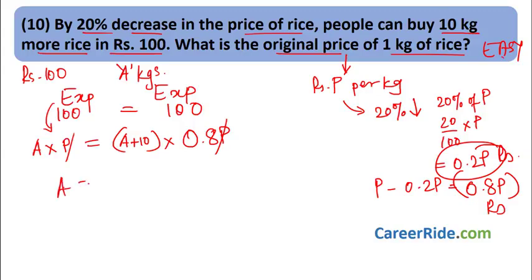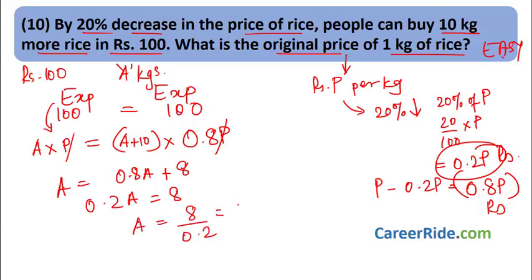What do we have? A equal to 0.8 A plus 10 into 0.8, which is 8. Here we get 0.2 A is equal to 8. A would be equal to 8 upon 0.2, that is 80 upon 2, which is nothing but 40. So 40 kg rice was possible for people to buy initially in rupees 100.